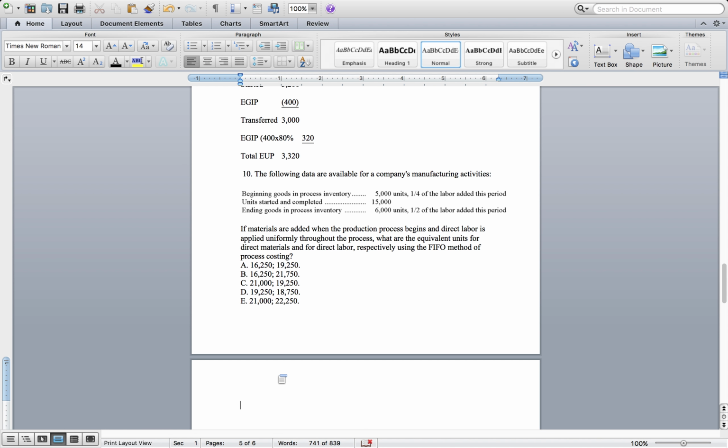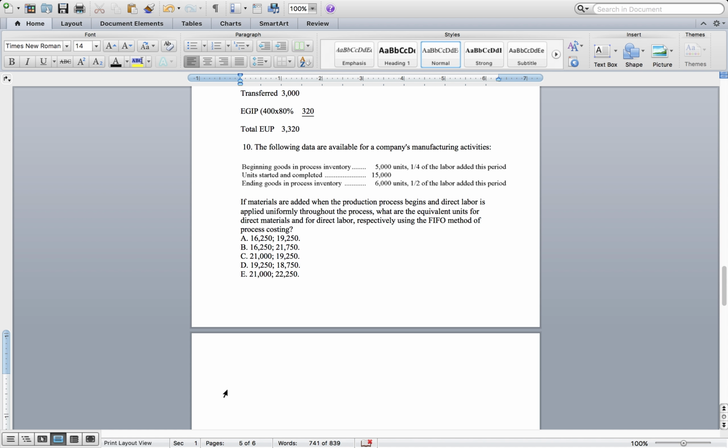The next one now. Number 10 says the following data is available for a company doing manufacturing activities: beginning goods in process, units started and completed, ending goods in process inventory. The materials are added when the production begins. Direct labor is applied uniformly. What are the equivalent units for direct materials and direct labor using FIFO? FIFO is first in, first out, process costing. Okay, well, again, we're going to have two categories here. First one will be my beginning goods in process. We have one column here for direct materials.